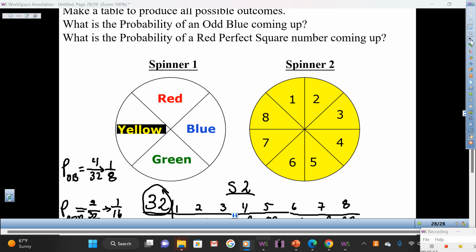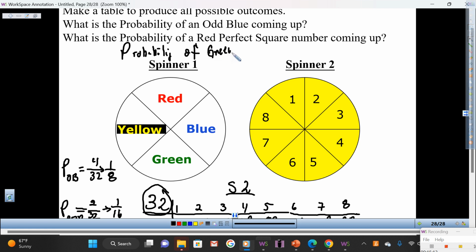Anyways, last one. Find me the probability of a green, red, or blue, give me the odd number. Go. Talk it over to your neighbor, see what you got.